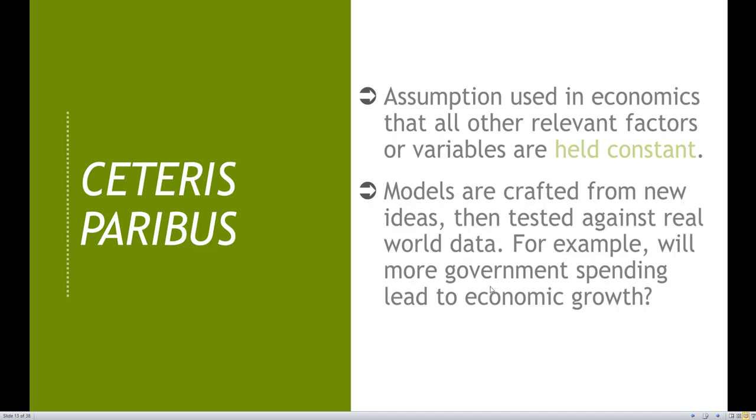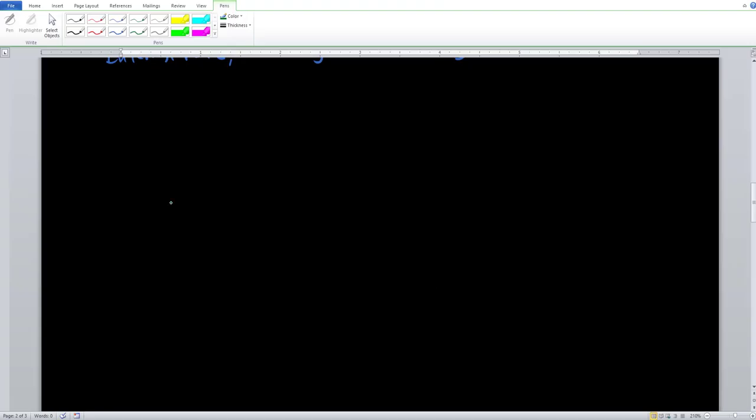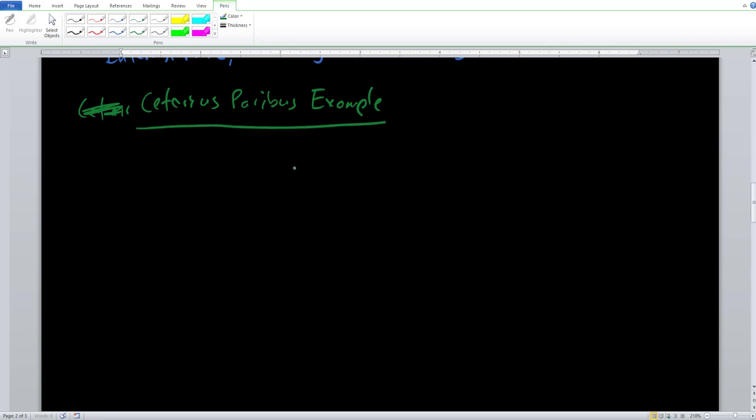So let's use this question right here in order to see this ceteris paribus assumption come into play a little bit more. So here, let's take a look at this ceteris paribus example. Once again, ceteris paribus just means leaving everything else the same. Everything is going to be held constant.